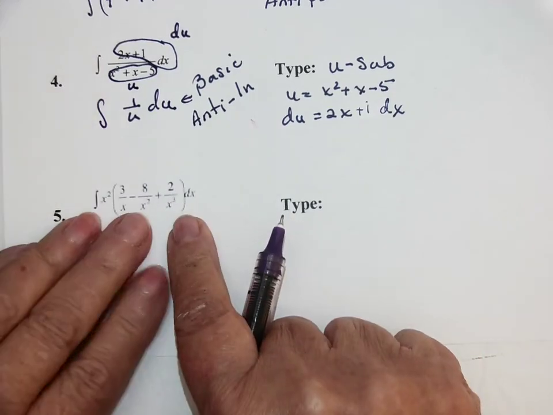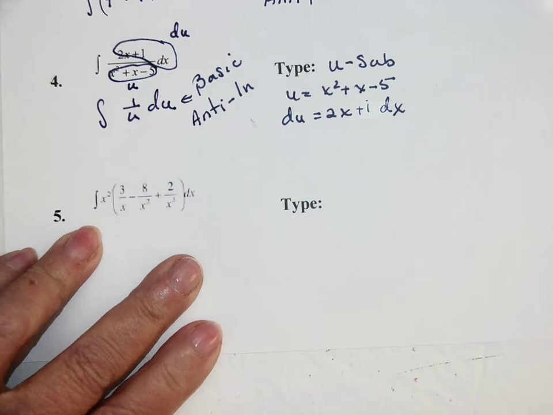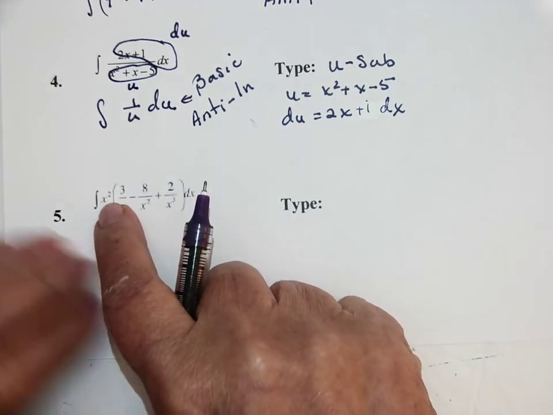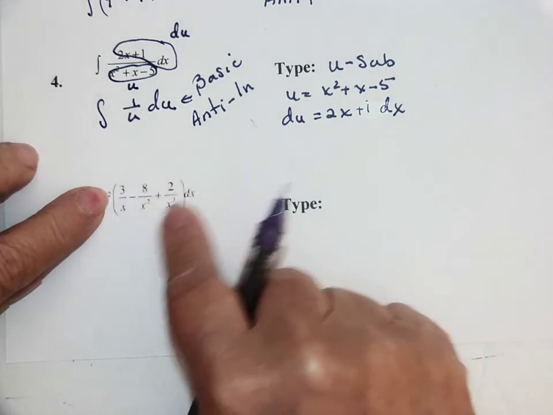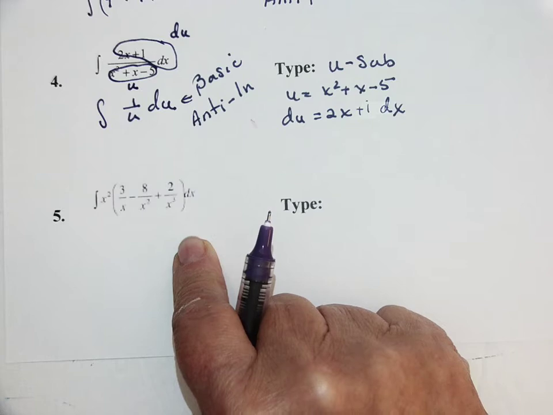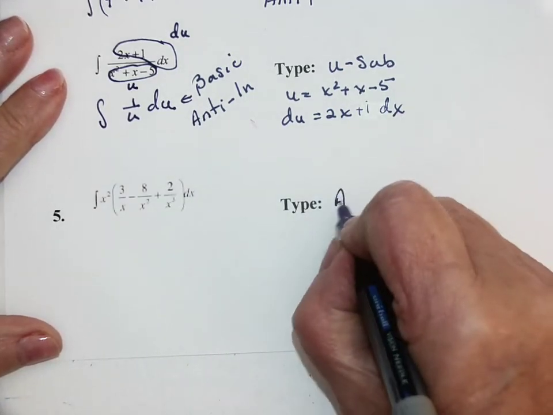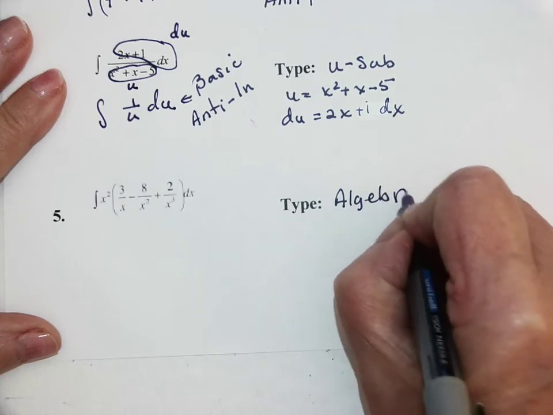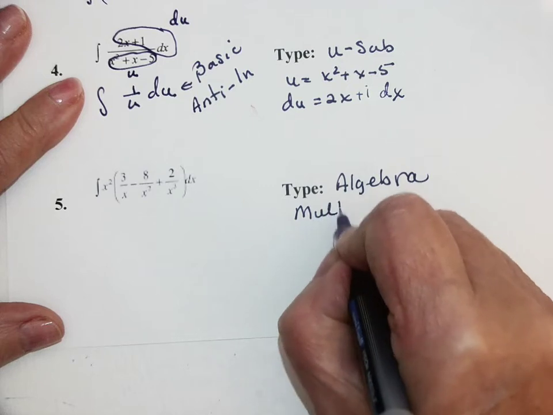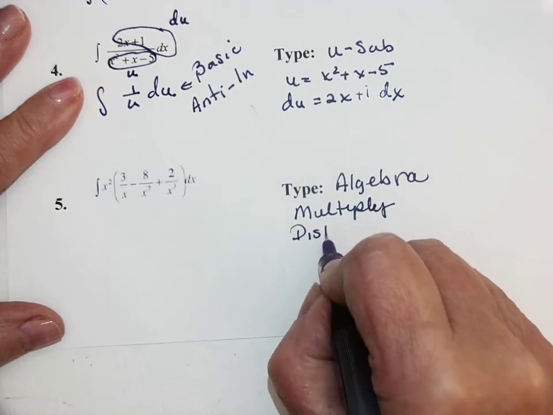Now, what about this guy? Well, I don't have any way of handling a product other than u sub. Well, then where'd this x squared come from? And you've got all this stuff that's in the bottom. And it's not a u sub. It's not a basic. But that means that I'm dealing with algebra. And what am I going to have to do? Multiply, the distributive property.